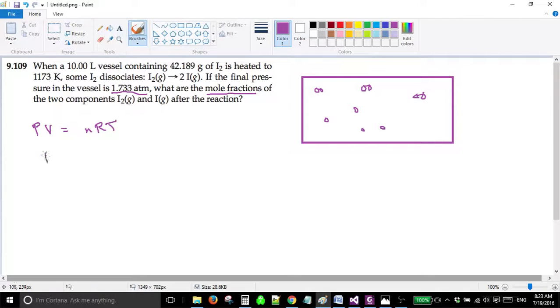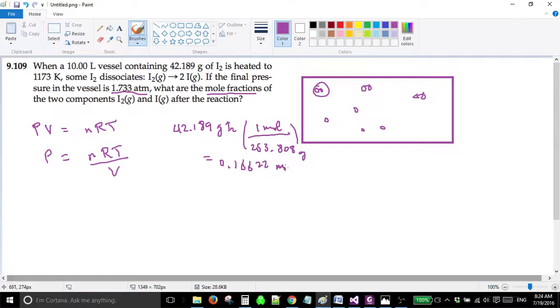So, PV equals nRT. The pressure that we start with is equal to nRT over V, by dividing both sides by V. We know R. We know T. That's given right there. We know V. That's given right there. What about n? n is the moles of molecular iodine, the stuff that we have before the reaction occurs. Now that's given in mass over here, so let's convert that to moles. 42.189 grams of molecular iodine. On the periodic table, you multiply the iodine mass by 2, and you get that many grams per mole, and that gives us 0.16622 moles of iodine molecules. So that is equal to n.